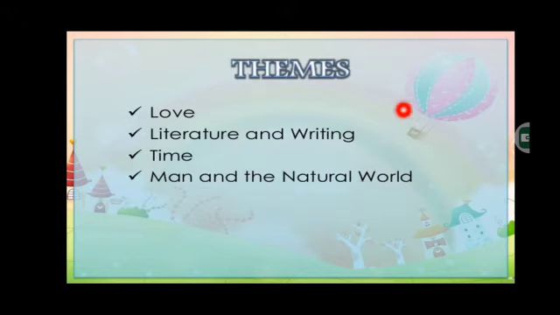So what are the major themes of this poem or this sonnet? The first theme is love. The second one is literature and writing. The third one is time. The fourth one is man and the natural world. And the fifth one can be art and beauty.